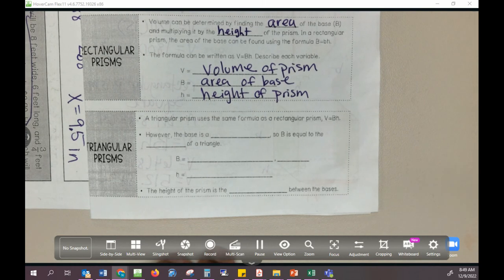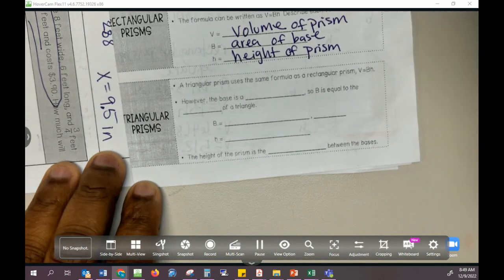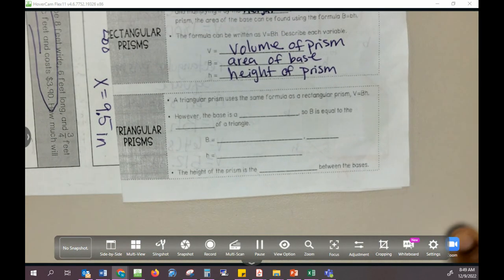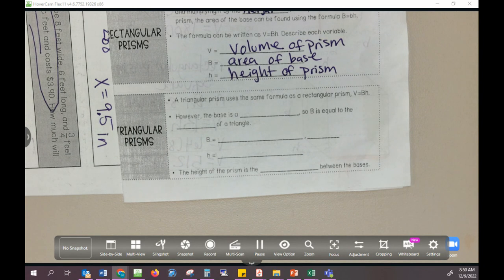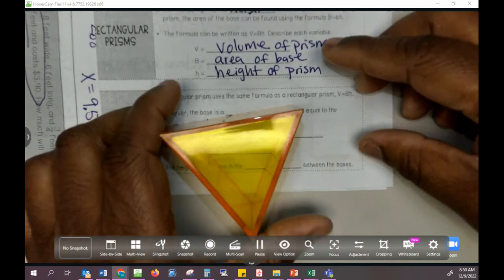All right, so we're continuing with the volume of prisms, but this time we're going into the triangular prism. I meant to have some of them out, but I didn't. Oh well. I'll just showcase it. So when we talk about a triangular prism, this is what we're talking about.